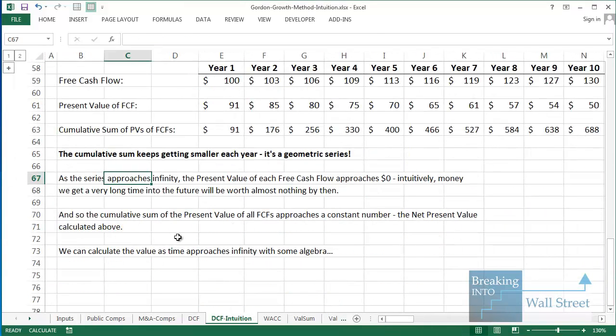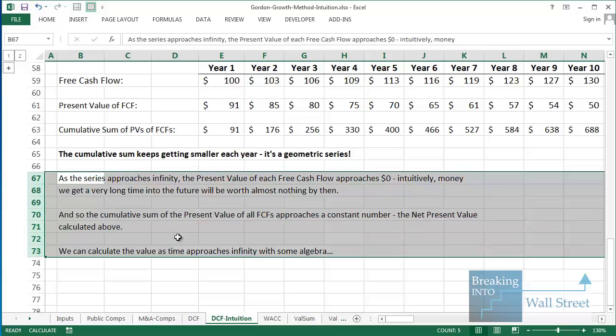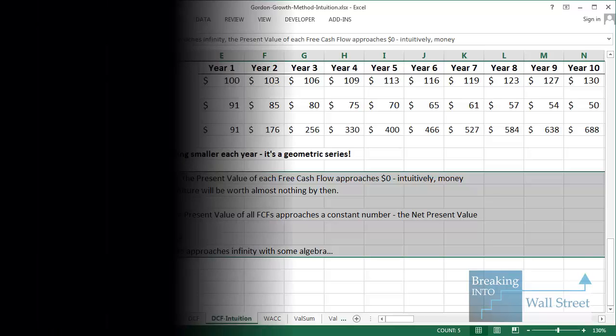And you can see my explanation down here, but what is happening here is that the number it's converging on is the net present value of free cash flows for this cash flow profile at this discount rate. And so what we can do now is use some algebra to actually calculate what this is and to derive our formula. I'm going to go back to PowerPoint and show you how to do that now.